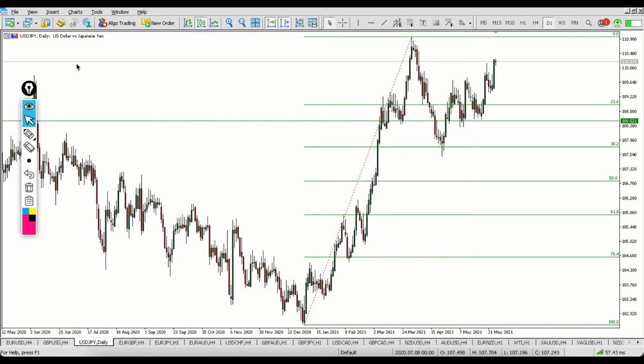Today we are going to have a look at the dollar yen. We're going to go over the higher time frames and then drop down to a lower one where we are going to be looking for trading opportunities.